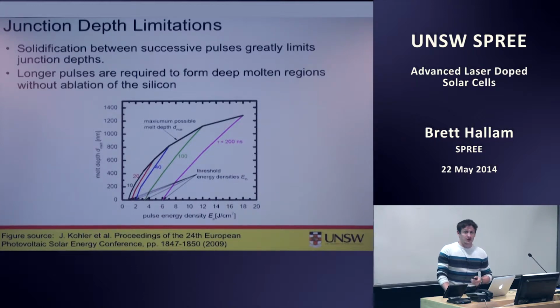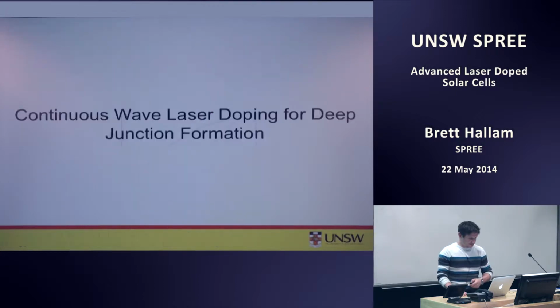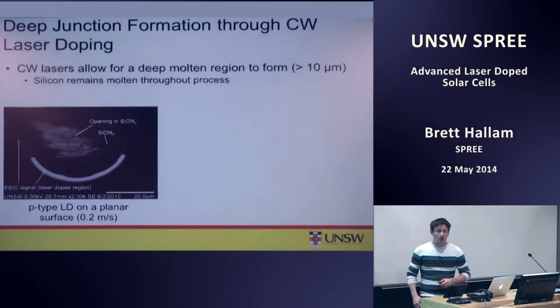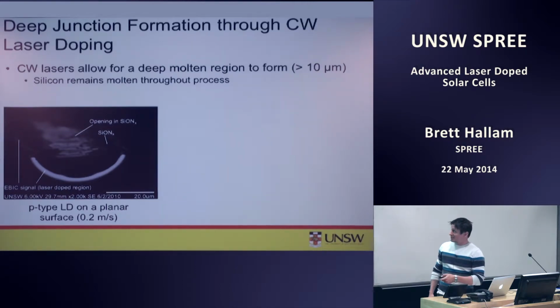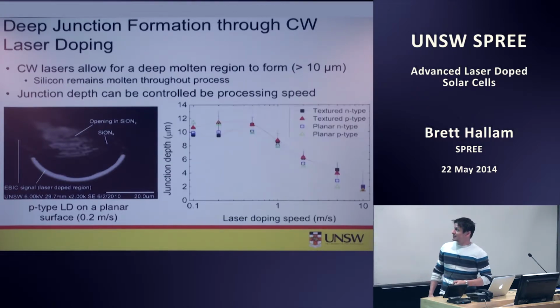So really what we want to do is go to continuous wave lasers so that we can have the silicon molten for a time in the order of microseconds rather than nanoseconds like for conventional Q-switched lasers. So if we look at some of this continuous wave laser doping, we can form molten regions well over 10 microns deep. So we can get junction depths of basically a semicircular cross-sectional junction profile, which is well over 10 microns. And in this instance, the junction depth is very much dependent on the speed that you process the laser, and that determines the time that the silicon remains molten for and the time that the diffusion process occurs.